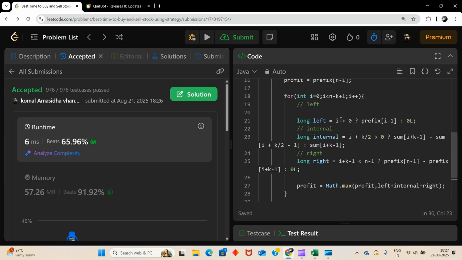But yes, of course there are many solutions, different ways to solve different questions. In this video I explained using the prefix sum.